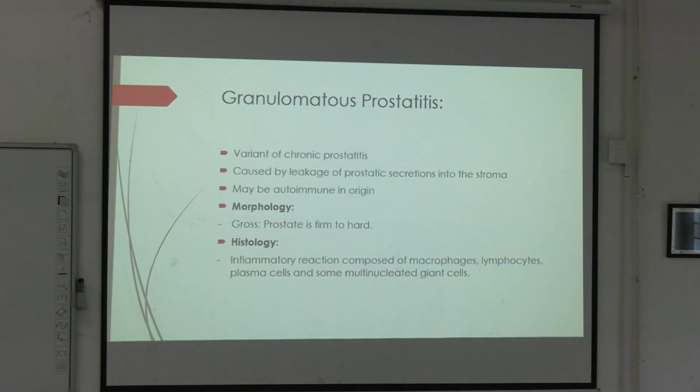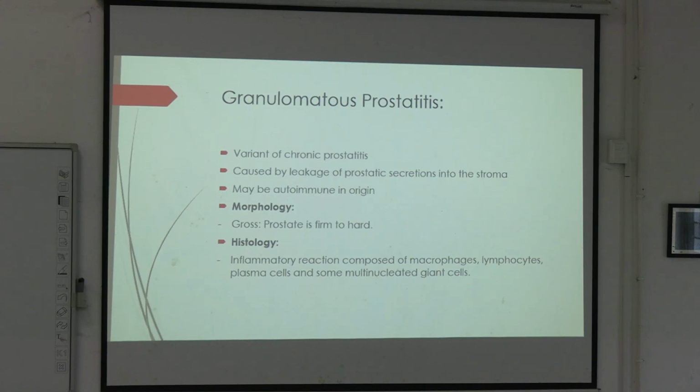Next is granulomatous prostatitis. So it is a variant of chronic prostatitis and it is caused by leakage of the prostatic secretions into the stroma. That is, whatever the prostate glands are secreting, those secretions will spill into the stroma and it will lead to an inflammation. So these are mainly autoimmune in origin.